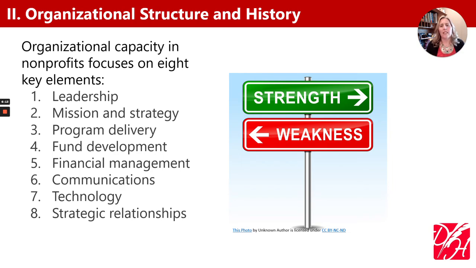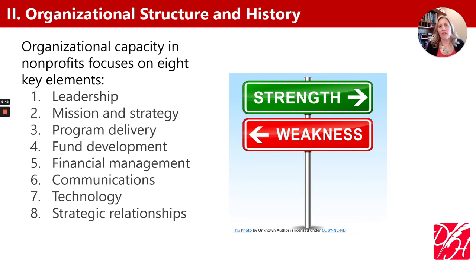What we'll find is that there are 8 common elements that are focused on when looking at nonprofit capacity. So I'd like to walk through each of these with you. We'll look at leadership, mission and strategy, program delivery, fund development, financial management, communications, technology, and strategic relationships. Now, I'll give some examples of all 8 elements.